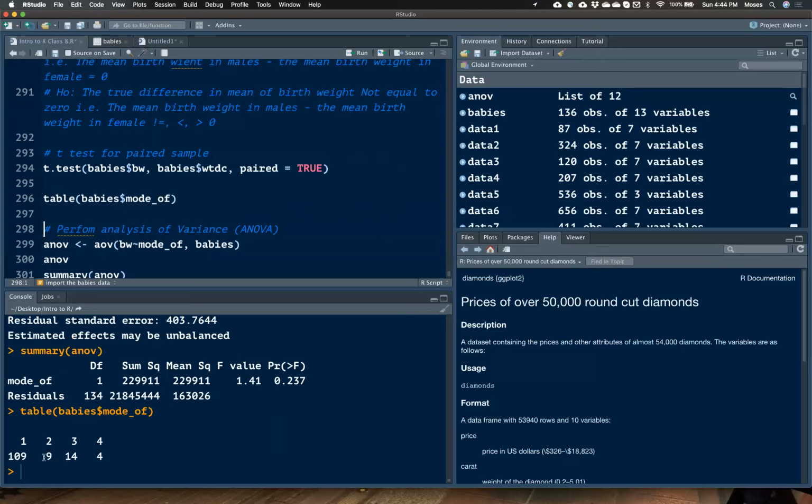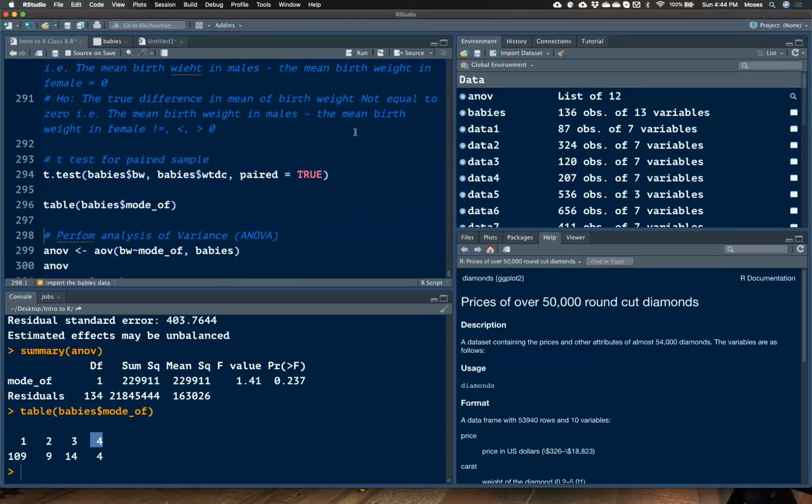So it says that the mean birth weight for those that were delivered using this one is not different from this one, is not different from this one, is not different from that one. In another way around, the mean birth weight for normal is equivalent to those for maybe Caesarean section and the like.